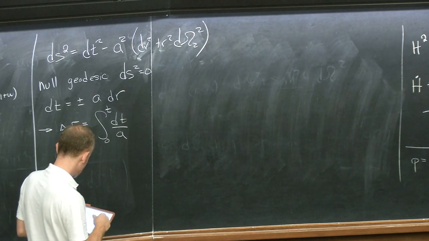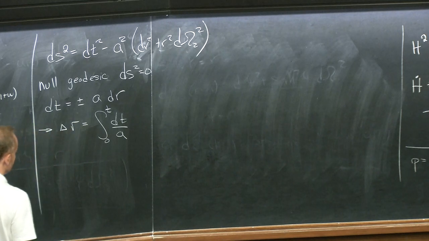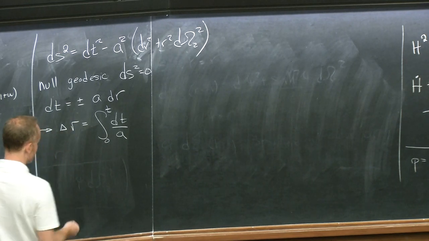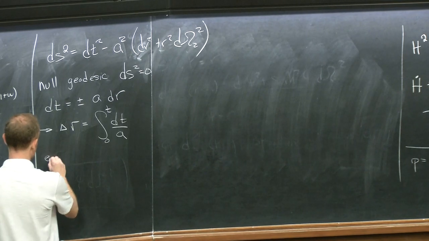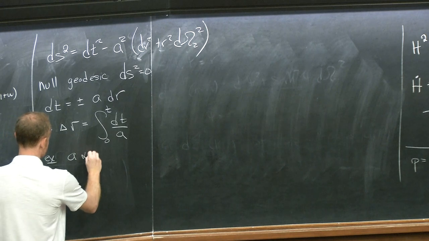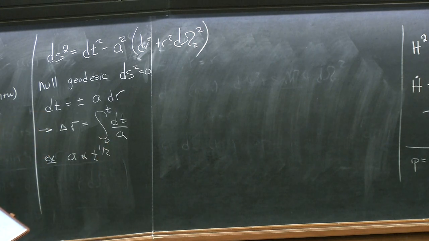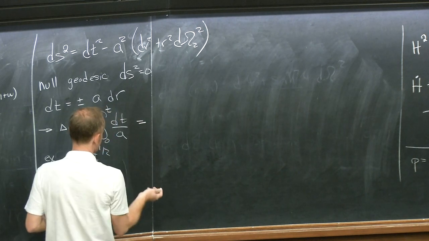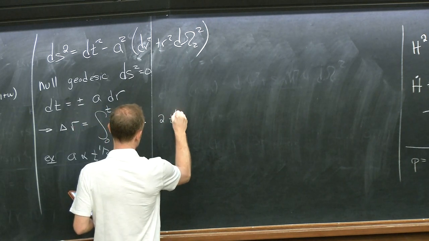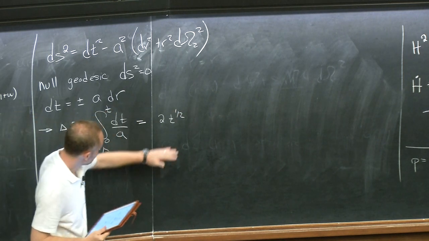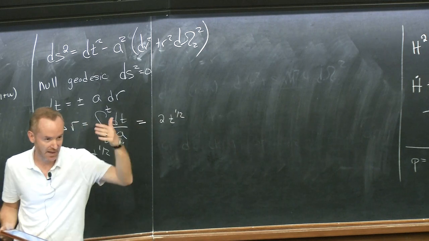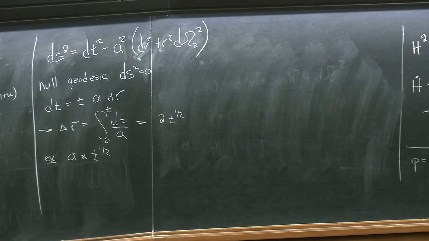Okay. So, for instance, suppose the universe was radiation dominated all the time. If a is t to the 1/2, then when you integrate this, you'll get something like that. And so what you see is that this distance grows with time. Okay? And it's finite, crucially.